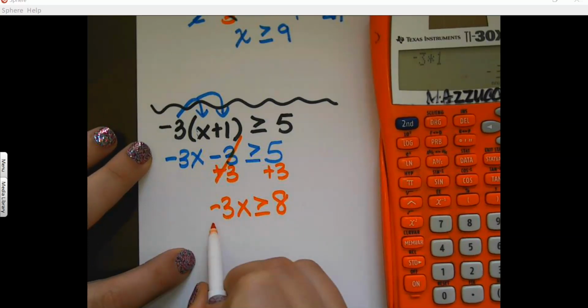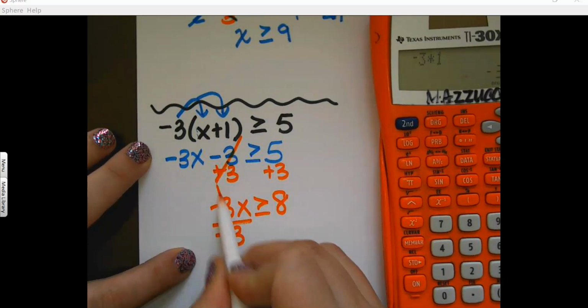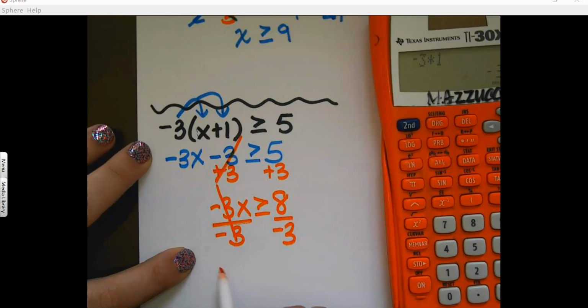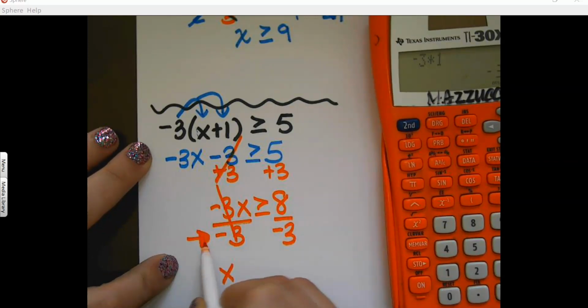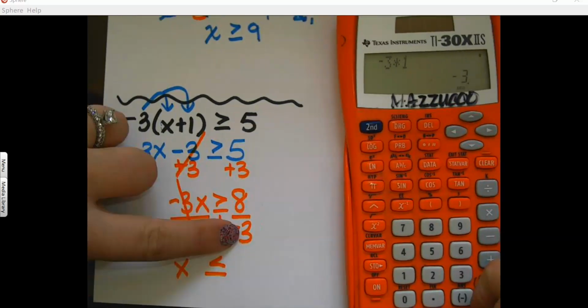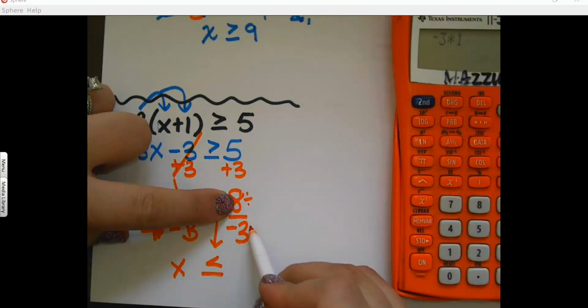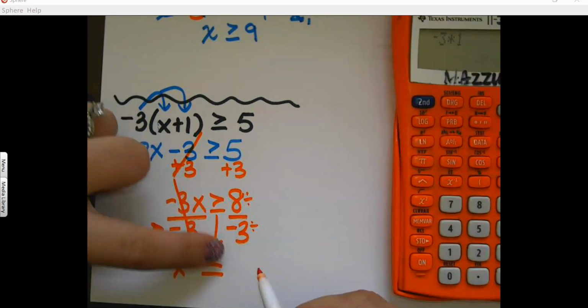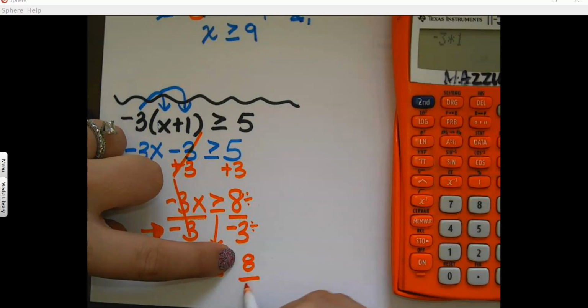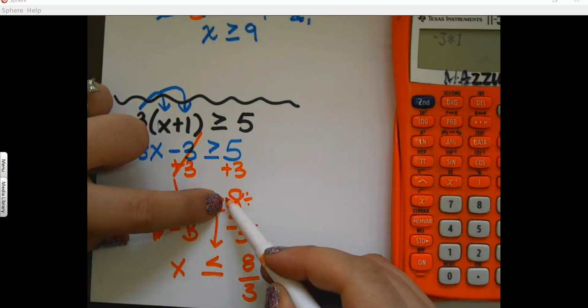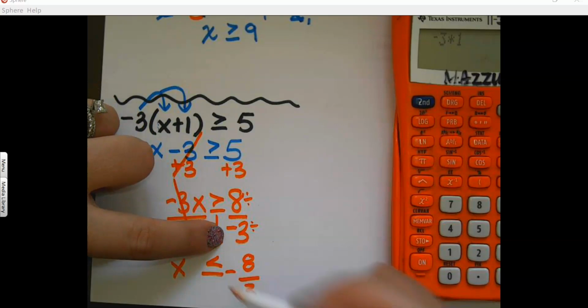And then lastly, divide by negative 3. When we divide by a negative, that's what's going to make the symbol switch. Now 3 can't go into 8 evenly, and nothing divides into 8 and 3. So it's going to stay 8/3. And then a positive number divided by a negative is a negative 8/3.